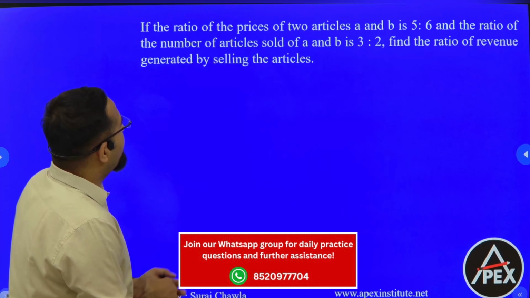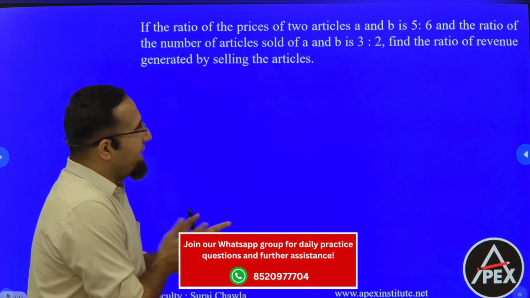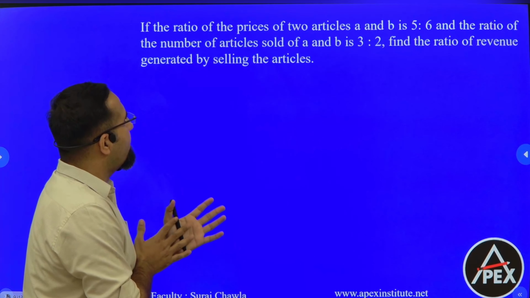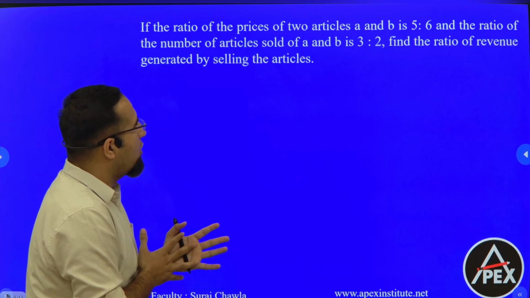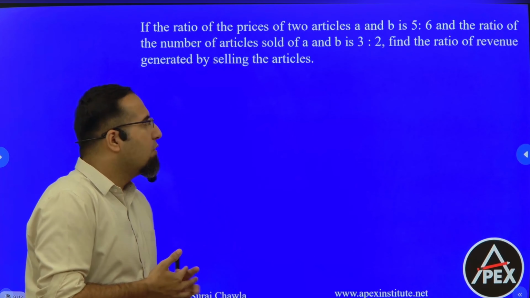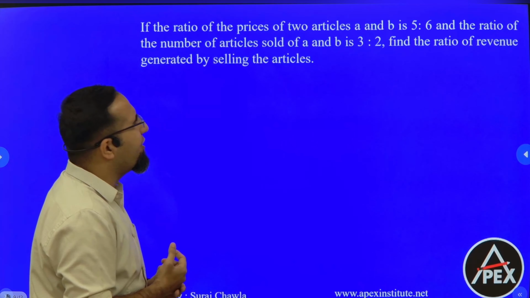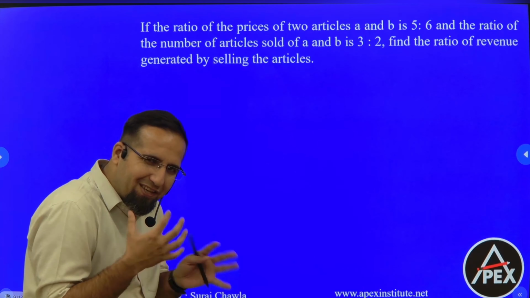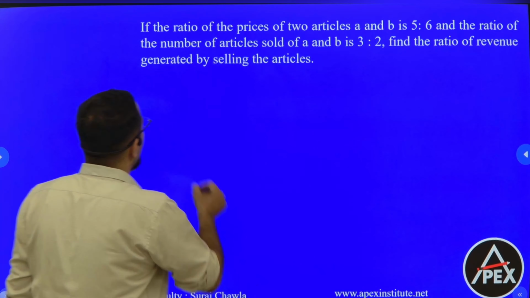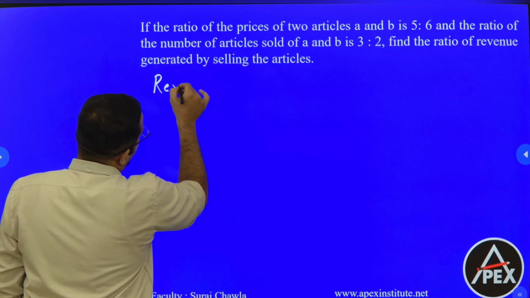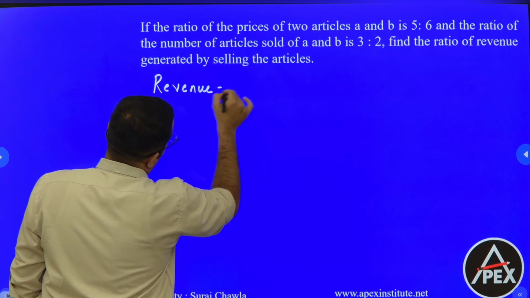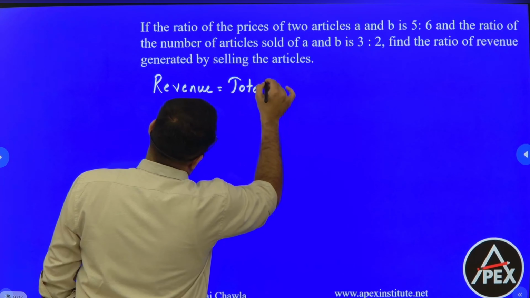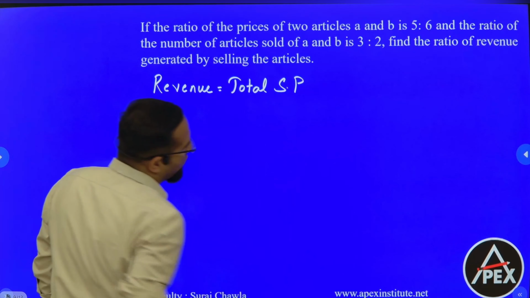Now the ratio of prices of two articles A and B is 5:6 and the ratio of number of articles sold of A and B is 3:2. Find the ratio of the revenue generated by selling the articles. First of all, what is revenue? Remember, revenue is nothing but your total selling price.